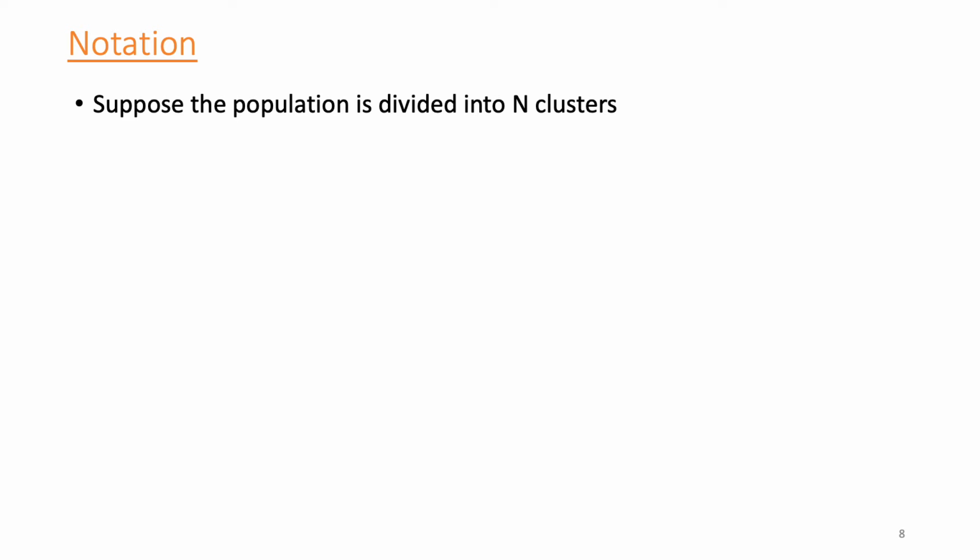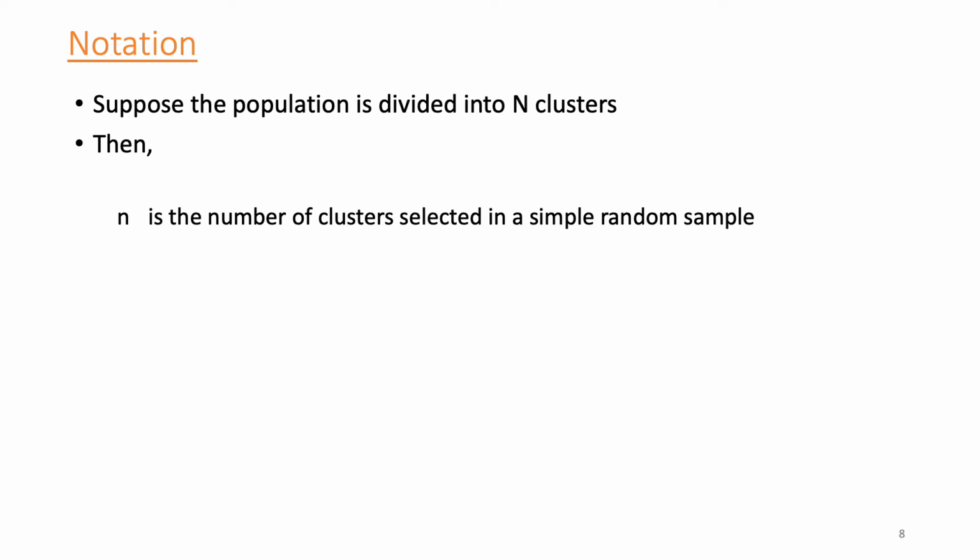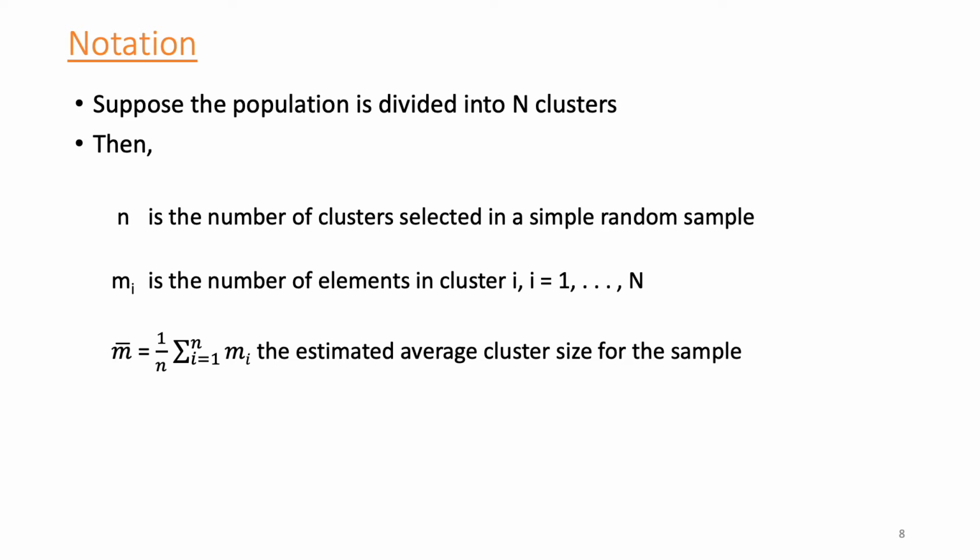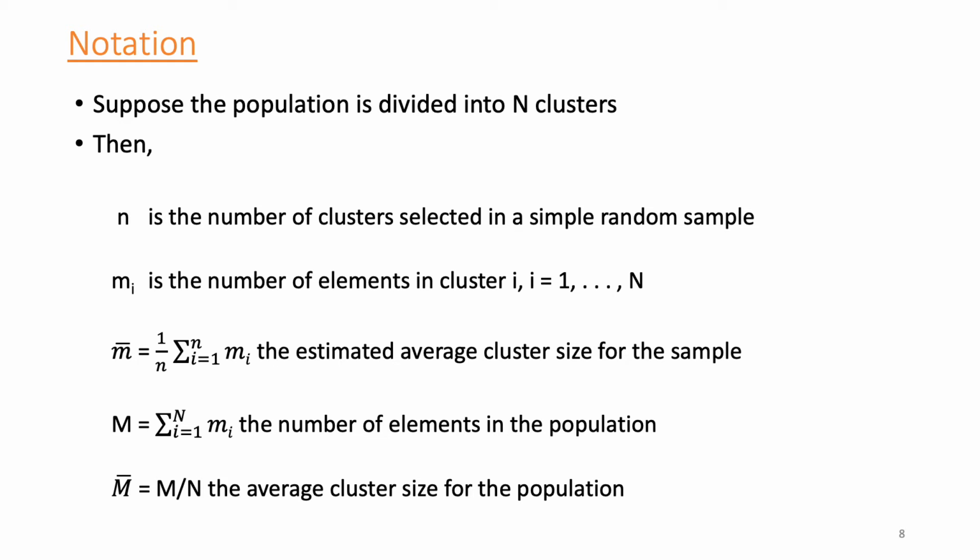So let us look at the notations of cluster sampling. Suppose the population is divided into N clusters, then small n will be our number of clusters selected in the simple random sampling. Small mi is the number of elements in the clusters, and i is from 1 to n, that is the total number of clusters. M bar will be the estimated average cluster size for the sample. Capital M is the number of elements in the population, and M bar will be equal to capital M, that is the summation of Mi, upon capital N, that is the average cluster size.